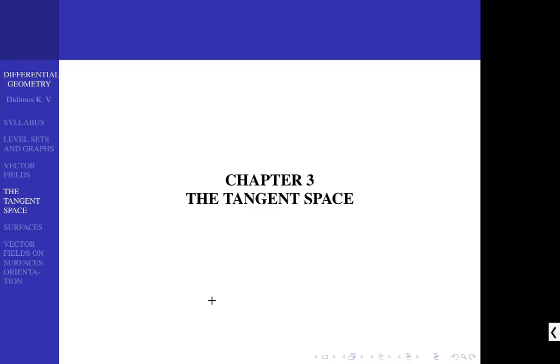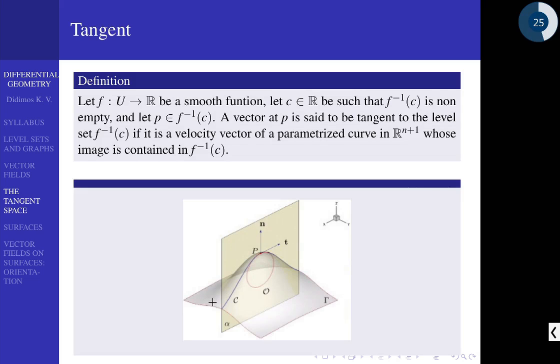Today we discuss chapter 3, the tangent space. First we have a definition of tangent vectors. Let f from U to R be a smooth function. Let c be a real number such that f inverse c is non-empty. So that is a non-empty level set, and p belongs to that non-empty level set.